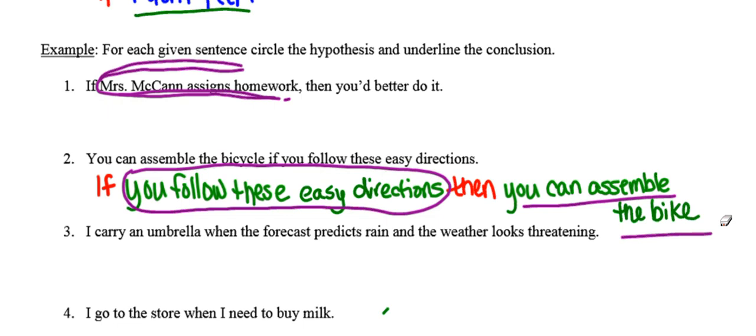And I'm going to have you go ahead and finish up those examples on page 11. If you have any questions, jot them down and don't be afraid to ask the next time that you come back to class.